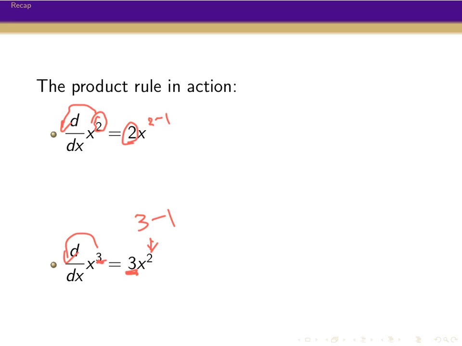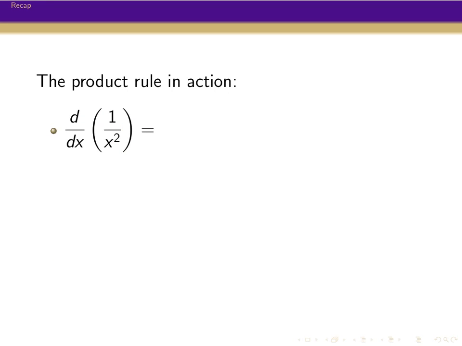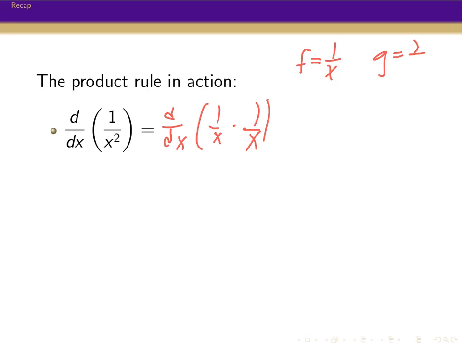Works in general, and we'll see more about that later. And so this kind of trick, what if we wanted to do something like taking the derivative of 1 over x squared? Well, we did the derivative of 1 over x before, so we can use the product rule again. So I can think about this as being d/dx of 1 over x times 1 over x. So my f is 1 over x, my g is 1 over x.